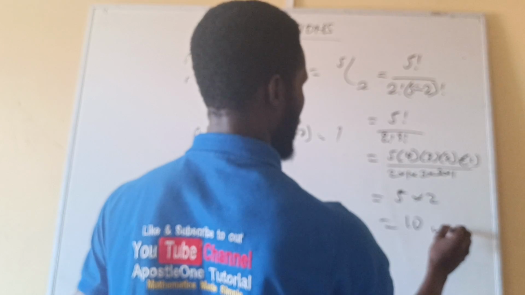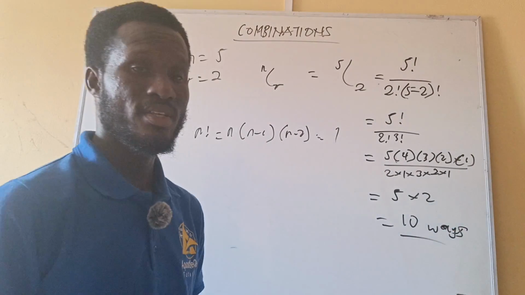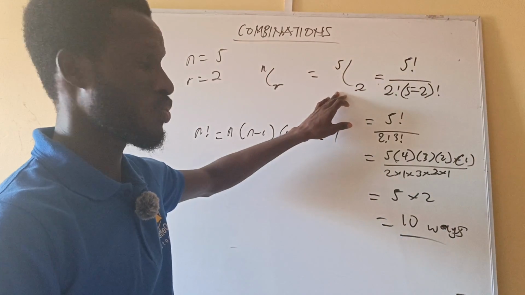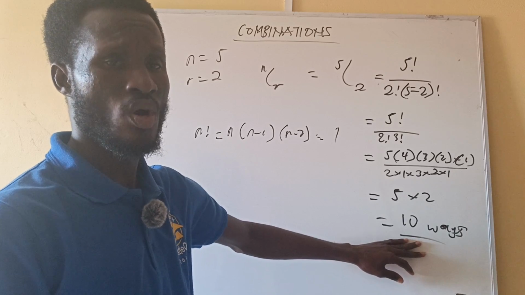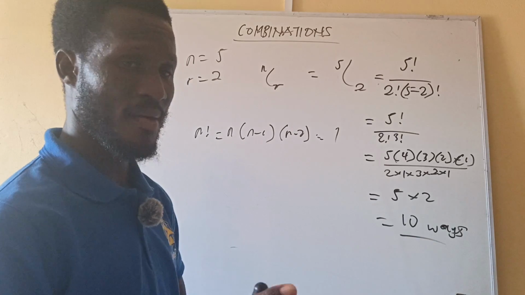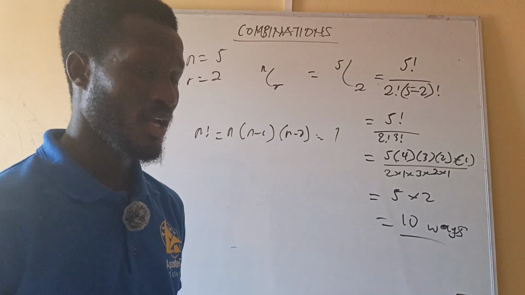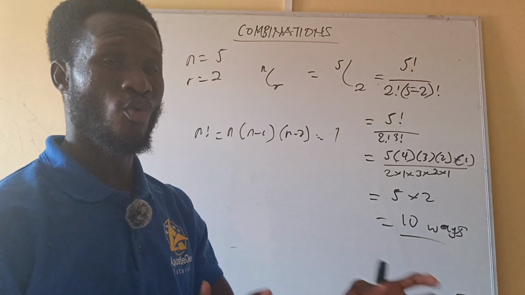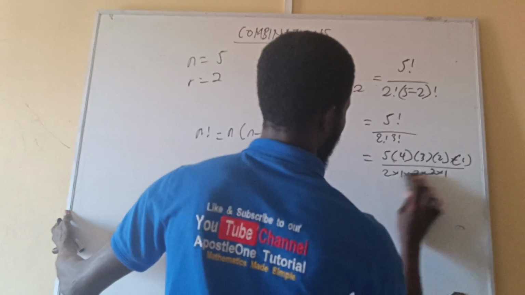It means that if I have 5 people and I want to select 2, I have 10 ways I can do my selection. Yes. And this is what? Combination. Now let me give you one simple example, then I'll move on to the next topic, so that we solve some equations before I come back to the application part.